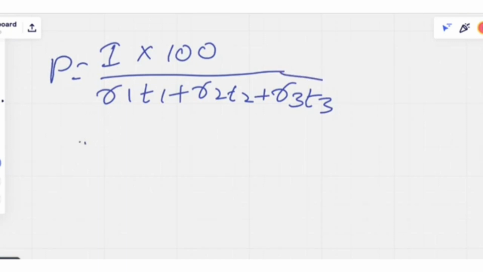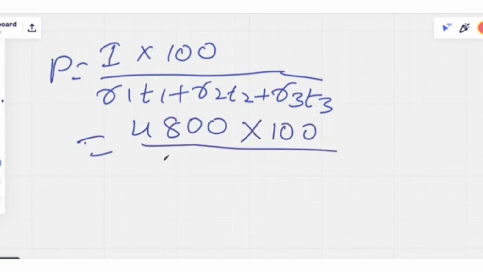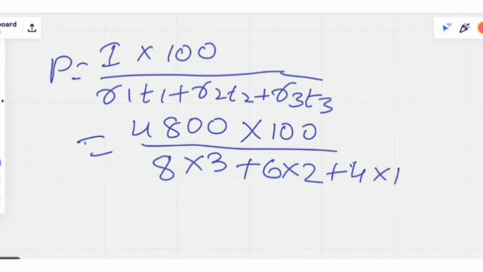So if we substitute as it is what is given in the question, 4,800 into 100 by, rate of interest for first period is 8, time period is 3 years, second rate of interest is 6 for next 2 years, and next R3 is 4 for next 1 year. Okay, so if we calculate, 8 times 3 is 24, 24 plus 12 is 36, 36 plus 4 is 40.